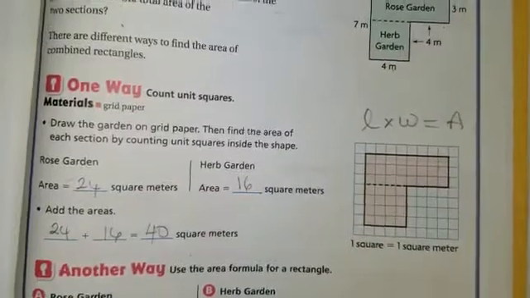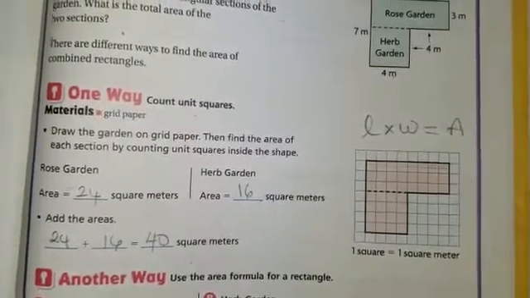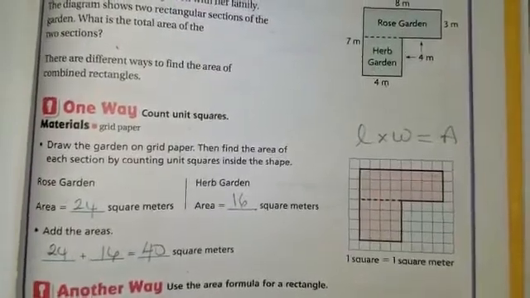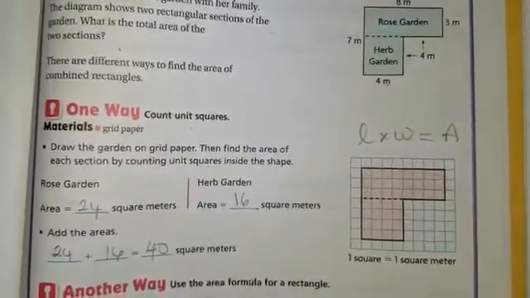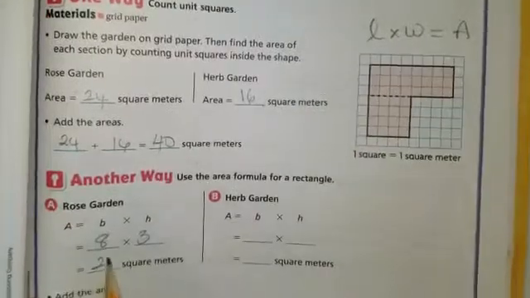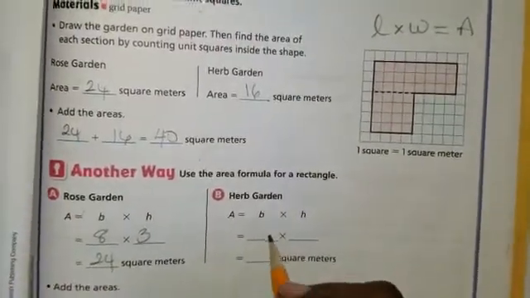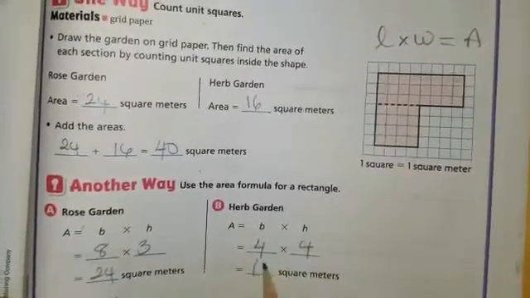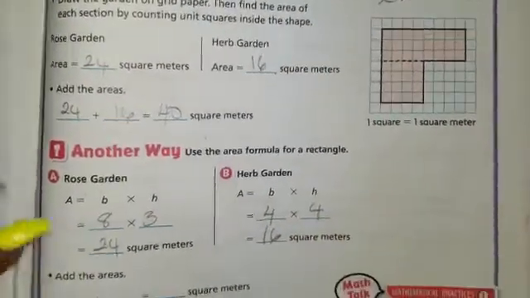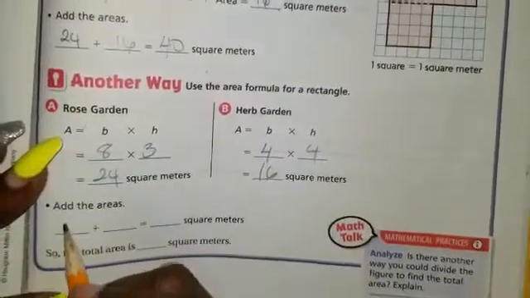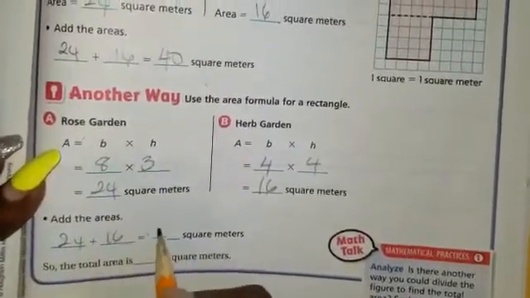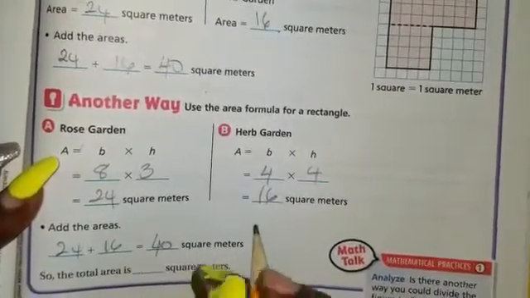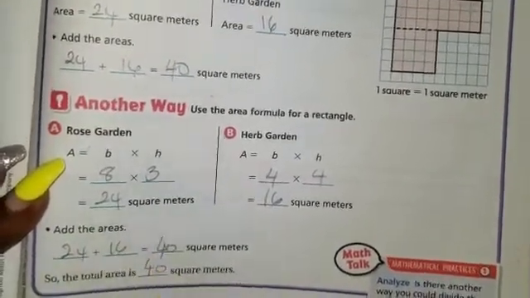Another way to do this is to use the area formulas for a rectangle. Rose garden: area equals base times height. So I do 8 times 3, like I was telling you before, equals 24. And the herb garden is 4 times 4, and that's 16. Pretty straightforward again, right? Then you add the areas together. 24 plus 16 equals 40 square meters. So the total area is 40 square meters.